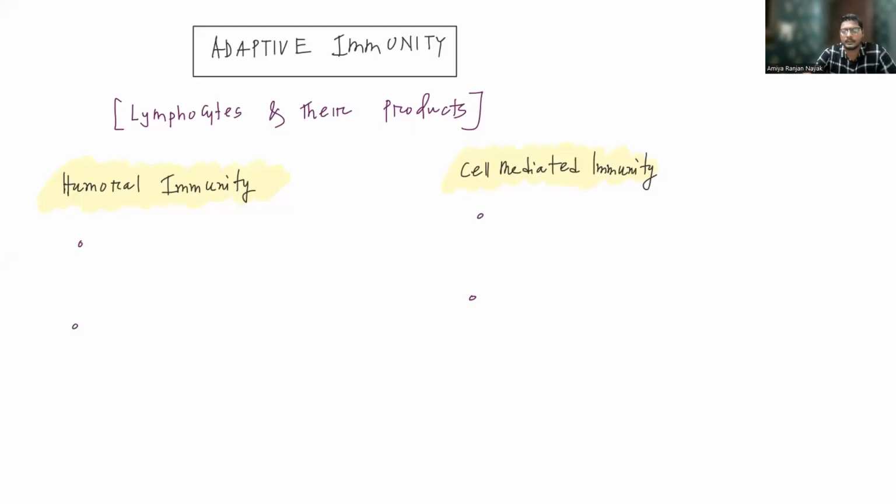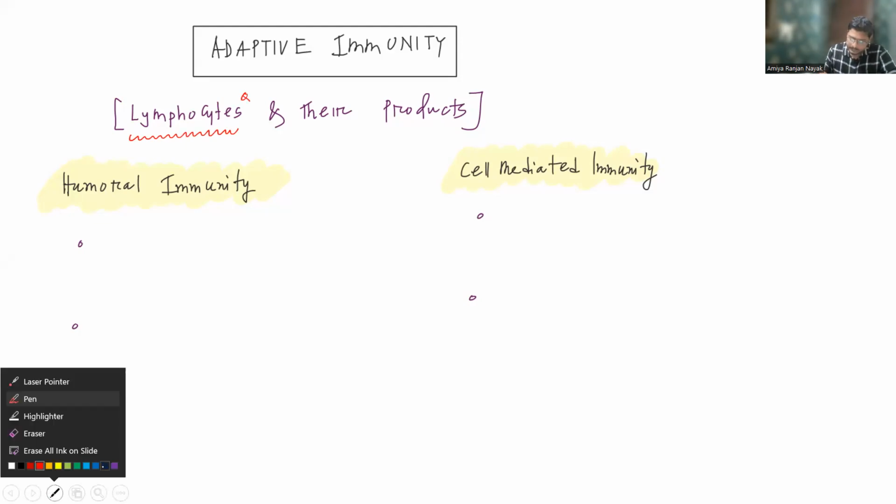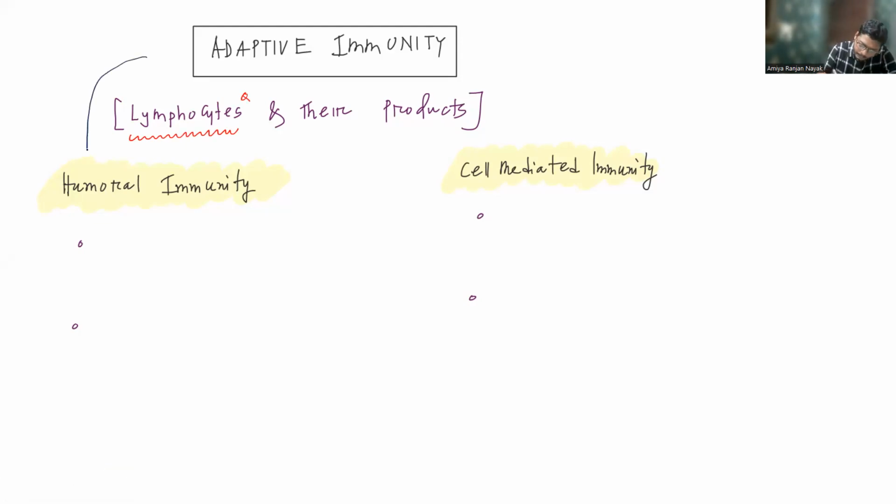Hello everyone. In this lecture, I'm going to discuss adaptive immunity. This will be just an overview of the cells that are involved in adaptive immunity. The first point you have to remember is lymphocytes. Lymphocytes are the predominant type of cells involved in adaptive immunity. It can be divided into humoral immunity and cell-mediated immunity.